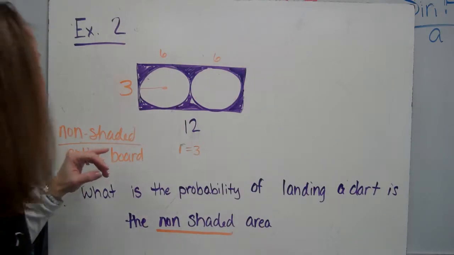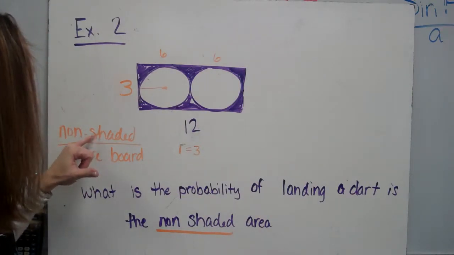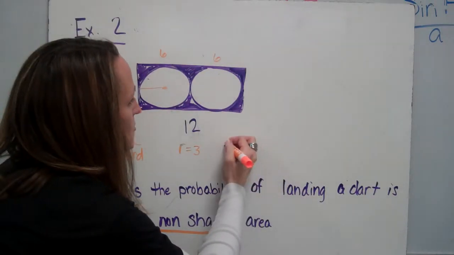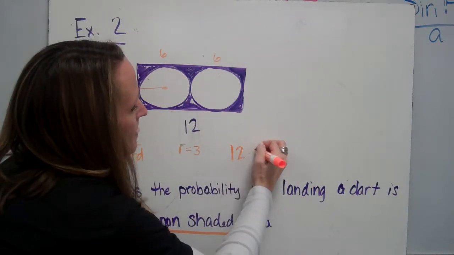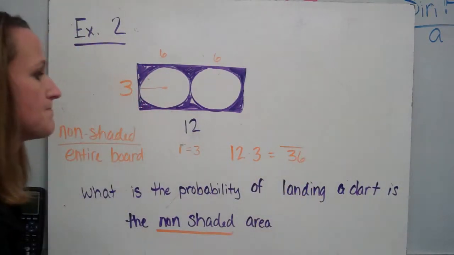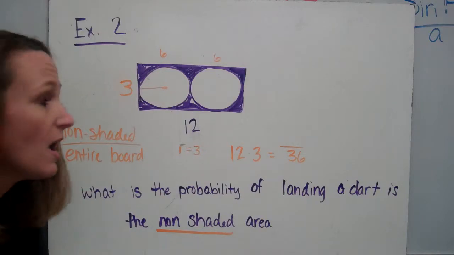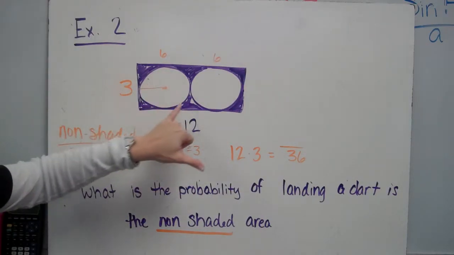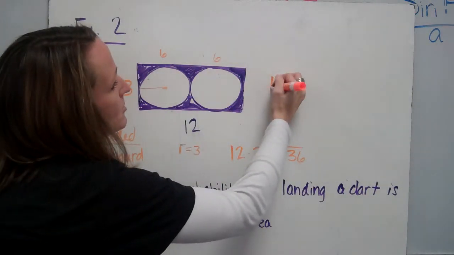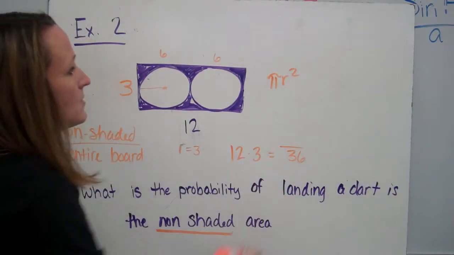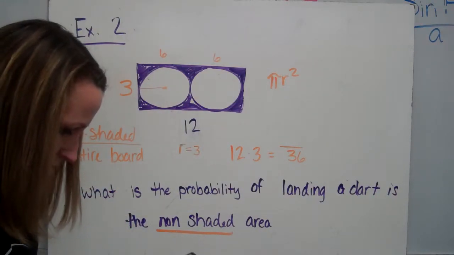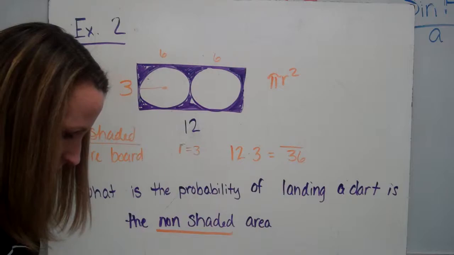So now, let's find the area of the non-shaded and divide it by the entire board. Let's do the entire board first. So the whole board is just going to be 12 times 3, which will give us 36. Alright, so to do the non-shaded, I have to do area of a circle 2 times because I have 2 circles. So I'm going to do pi r squared, which gives us, let's see, 9 times pi.